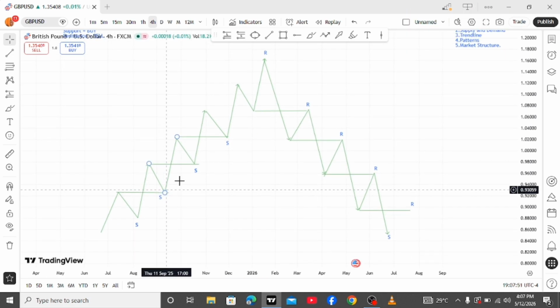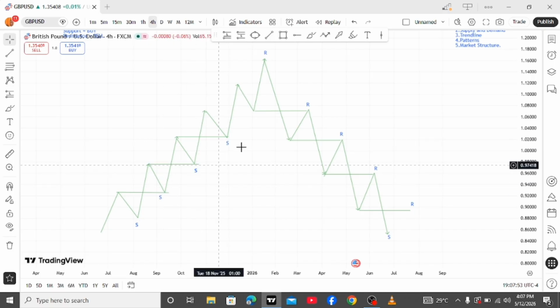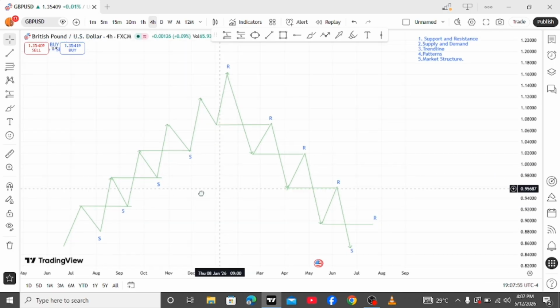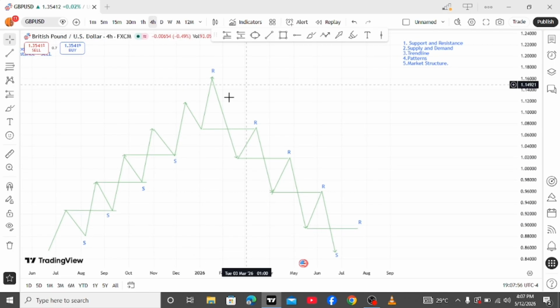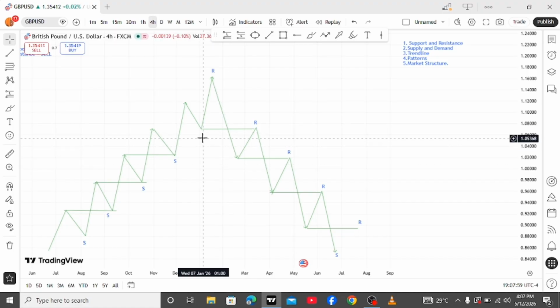So we're buying from these supports because the market is in an uptrend. That's until we had a market shift around here, and then the market broke the support, which means this time the market is about to go down.